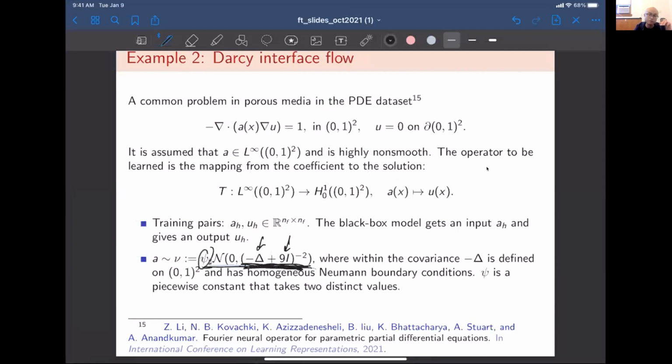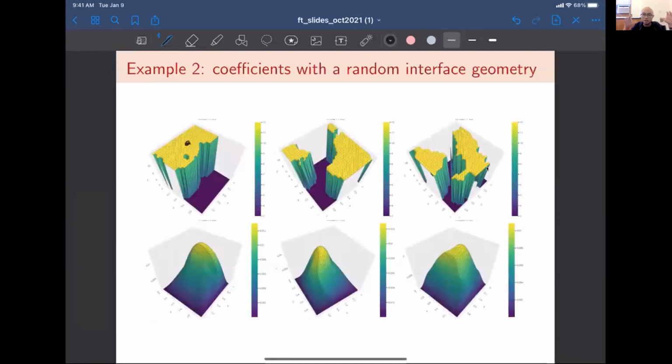So this function psi basically takes 2 values. To explain in plain English what happens to this map: we only have 2 values, and at a point around it, most likely it's going to be the same value, but it has a certain probability to jump to another value. So we'll see this random interface, but the solution is going to be smooth, because of the elliptic operator. So this is our training data.